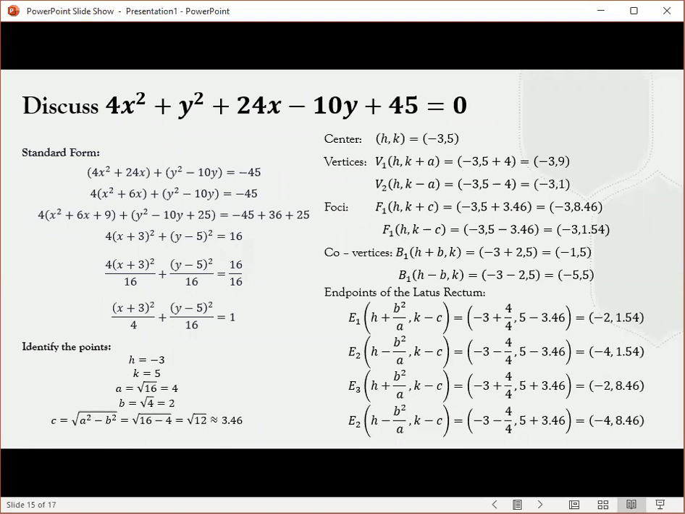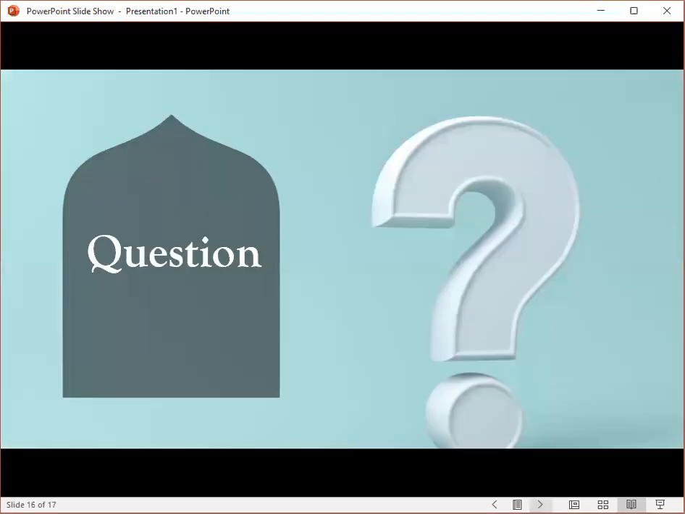Okay, very good. So congratulations, you already mastered calculating or discussing the ellipse. This is a very easy topic. All you need to do is to just simply identify all these 5 points, A, B, C, H, and K, and then substitute it on the provided list of formulas earlier. So do you have any more questions before we proceed with our activity?